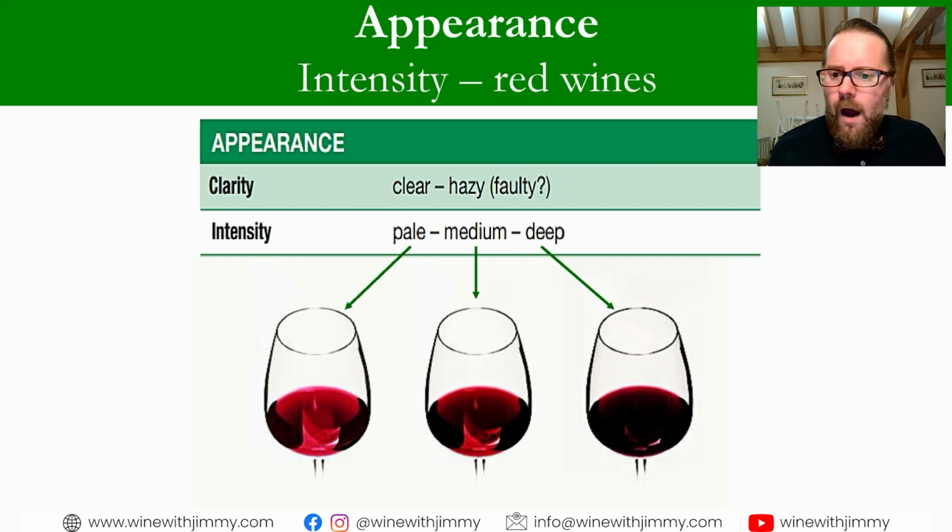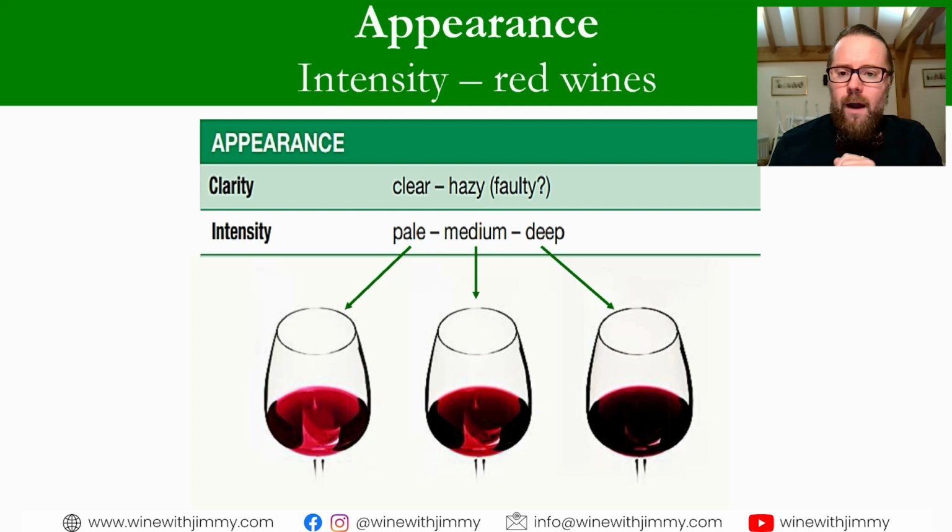So for the red wines, tilt the glass and look at the rim like normal, at a 45-degree angle away from you. If the wine is lightly pigmented from the rim to the core, we would call it pale, like the glass you see on the left-hand side.